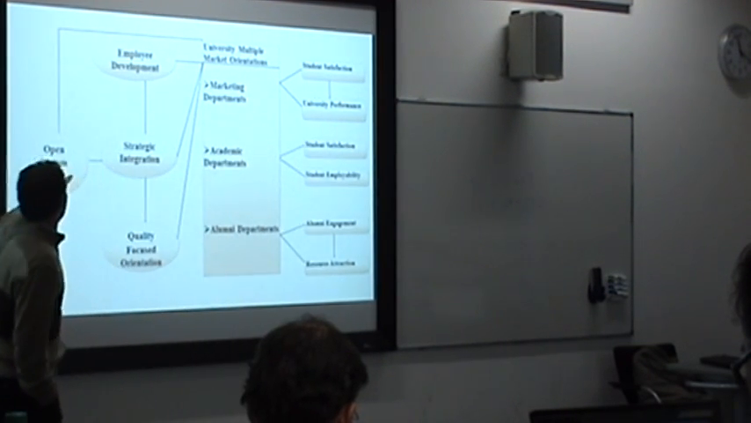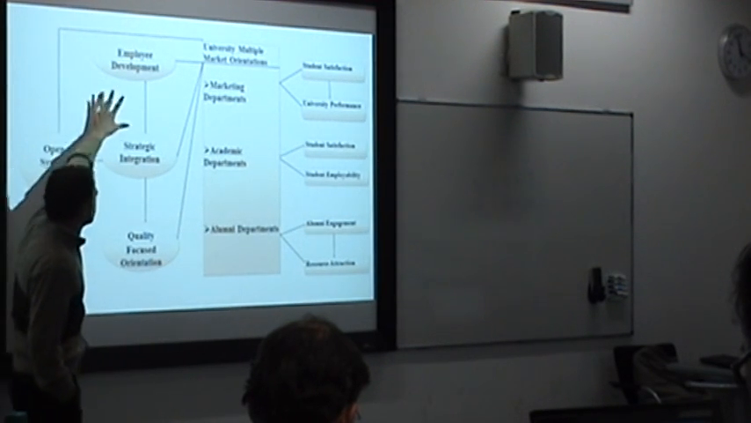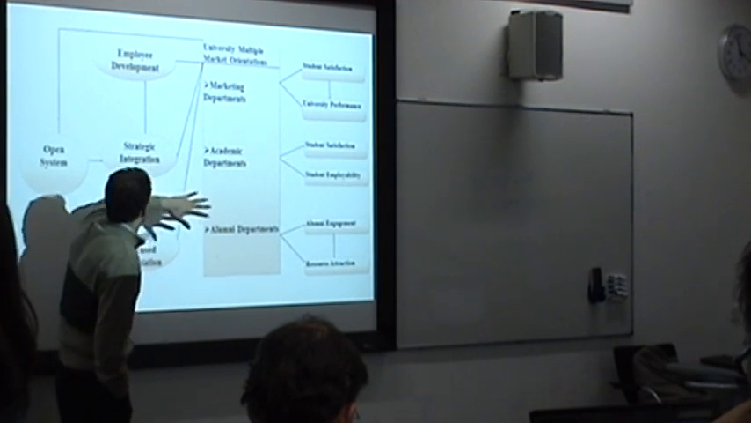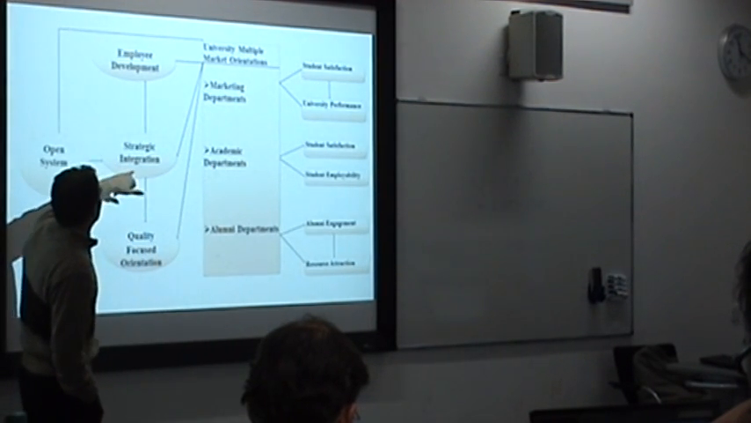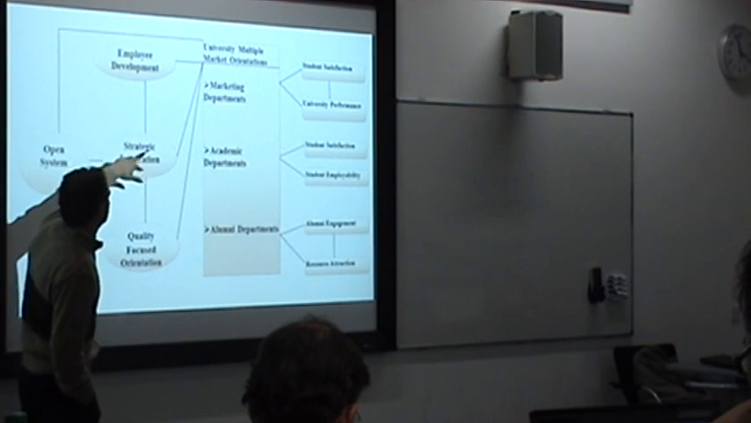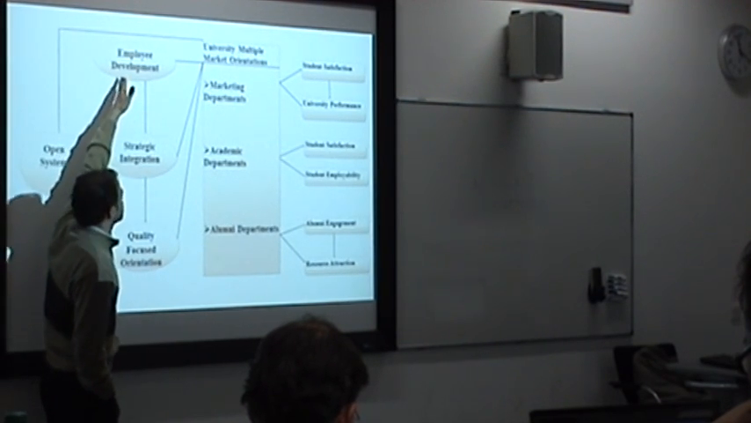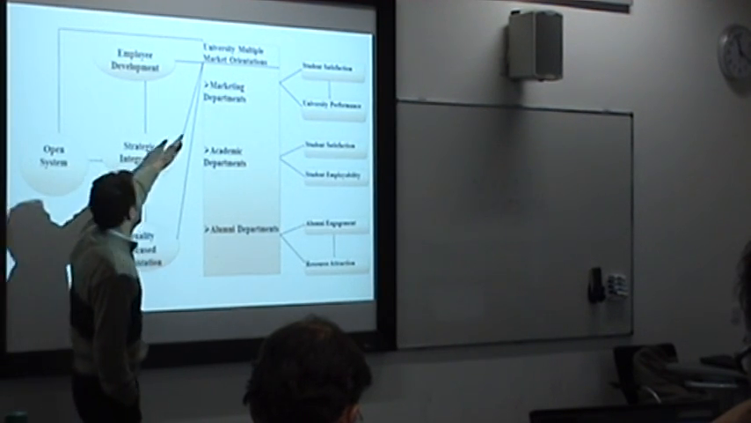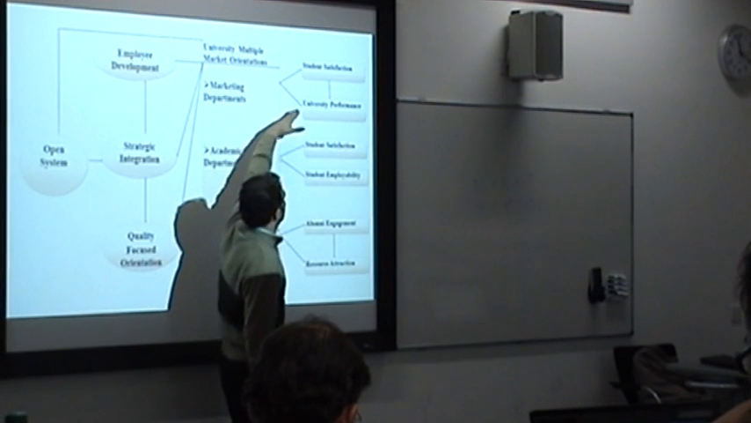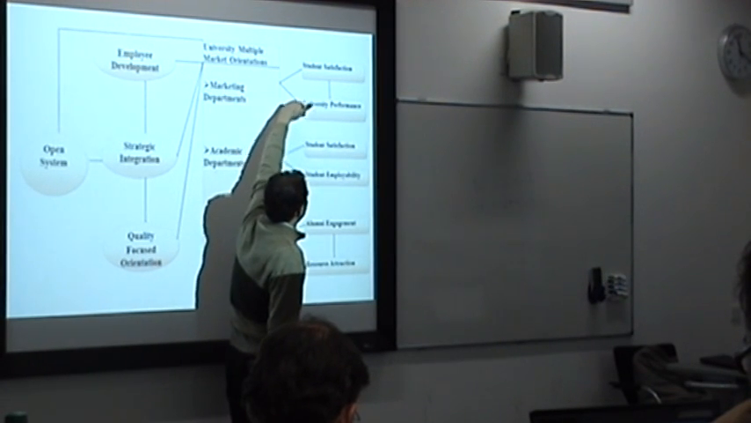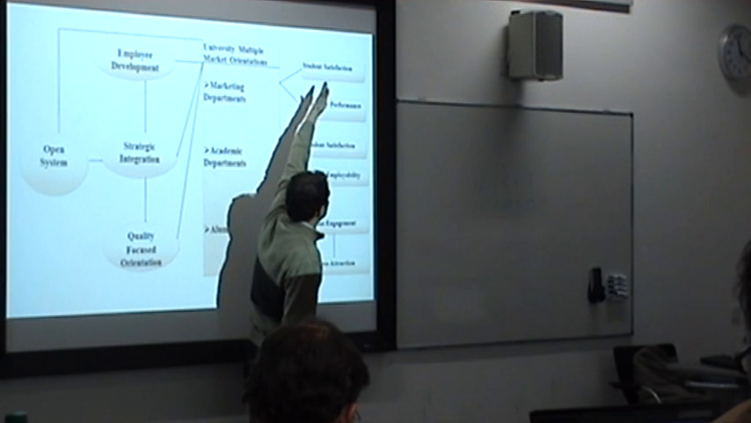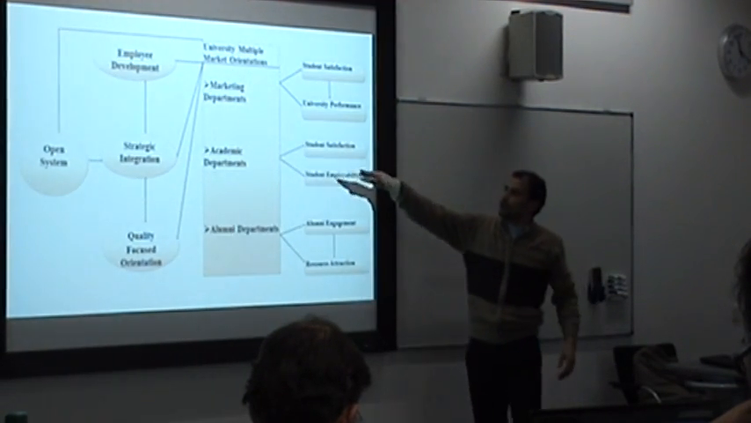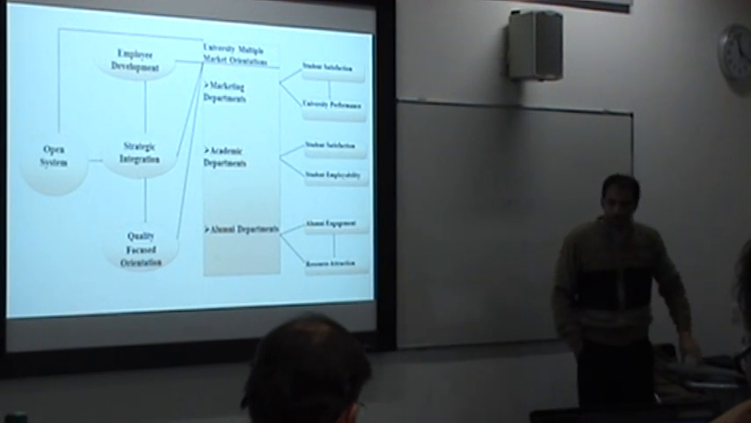So open system, I'm arguing first, all these 4 factors have a direct effect on each one, and then I'm saying open system will influence strategic integration, and strategic integration will influence employee development, and will also influence quality-focused orientation, and that influences the marketing department, and then student satisfaction, university performance, and the relationship between student satisfaction and university performance, and the same goes for the rest of the departments.